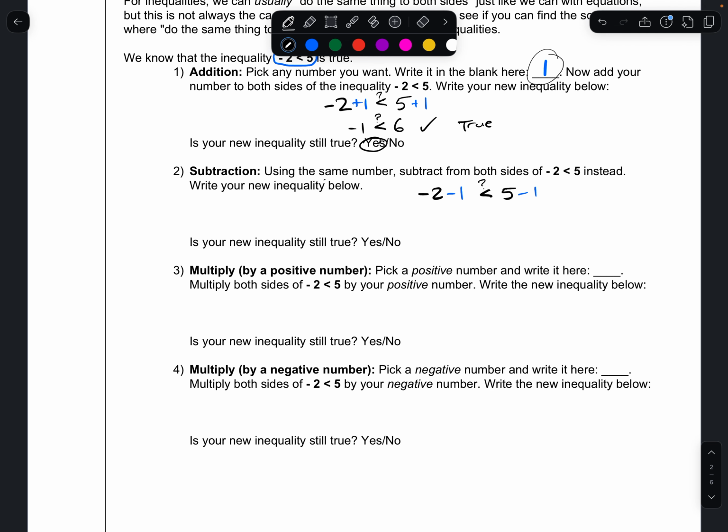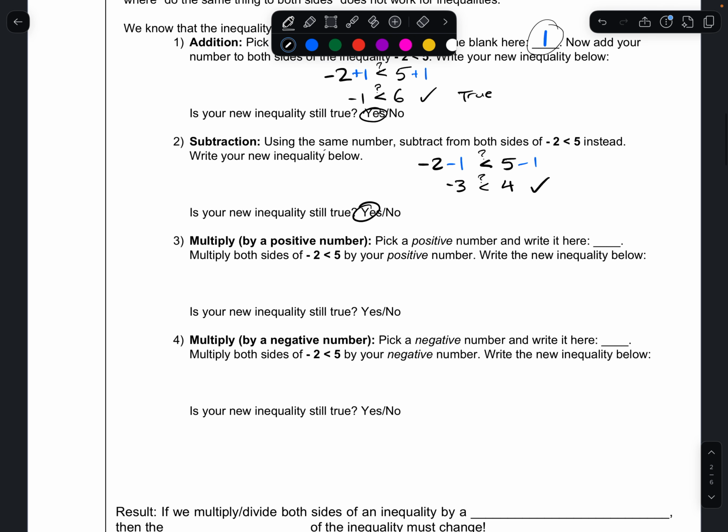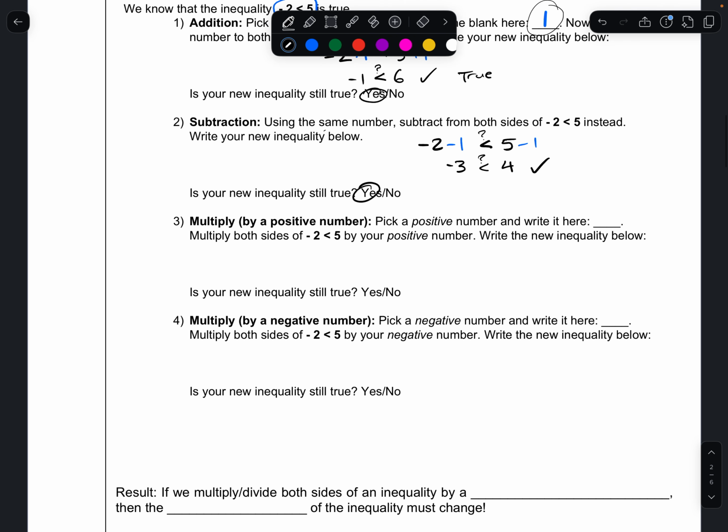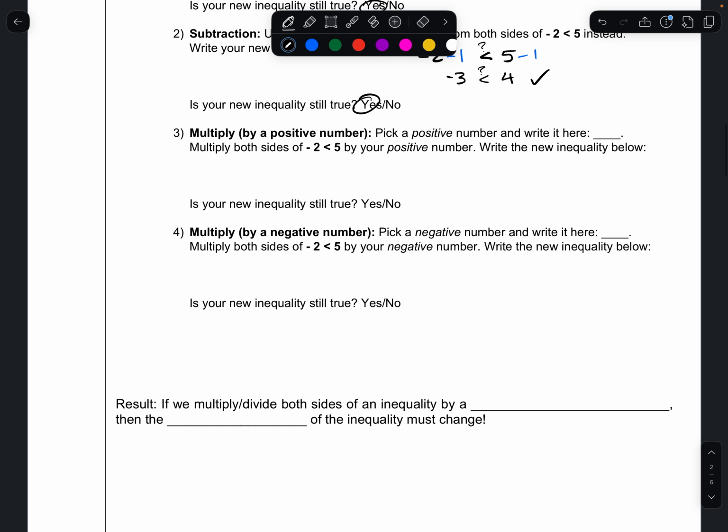Is this true? Well, negative 2 minus 1 is negative 3. And 5 minus 1 is 4. Is this true? Yeah. We've got a negative is less than a positive, right? That's true. Yep. So we can subtract the same number from both sides of an inequality. That's also allowed. What if we multiply by a positive number? Please pick a positive number here. Again, don't pick 1. I'm not going to pick 1 either. I'm going to pick 2. Oops. Let's do that in blue.